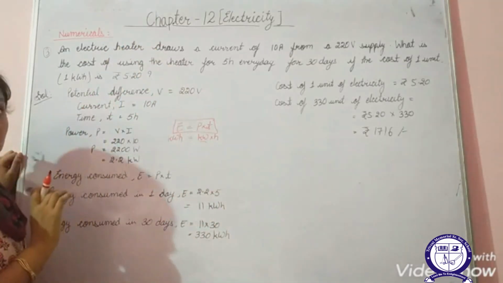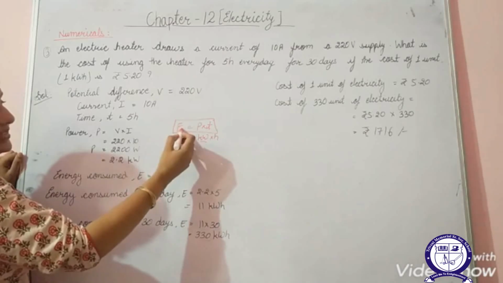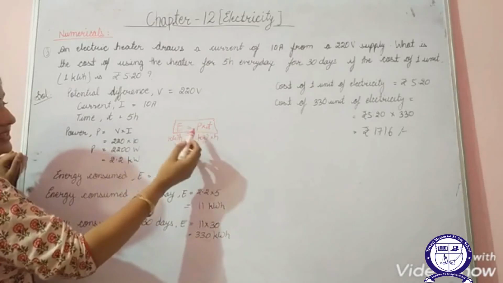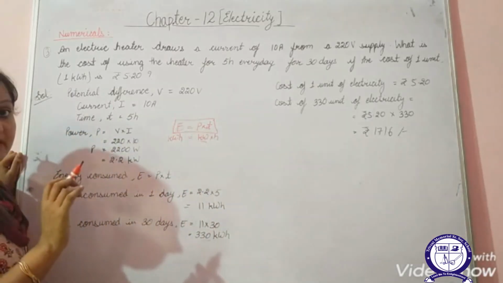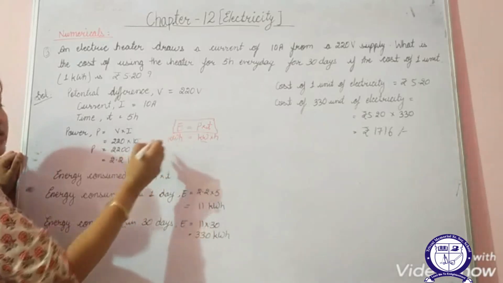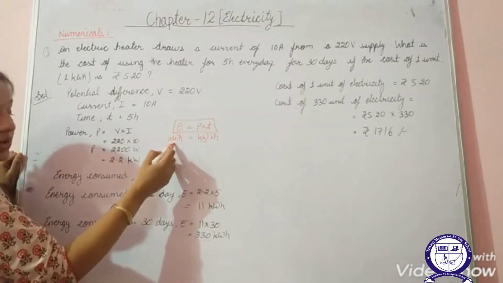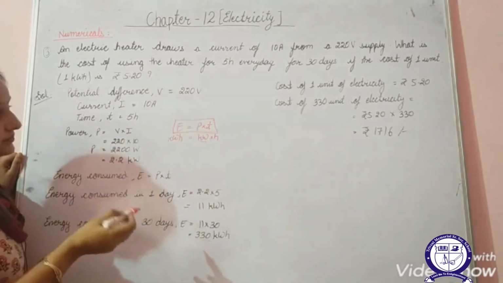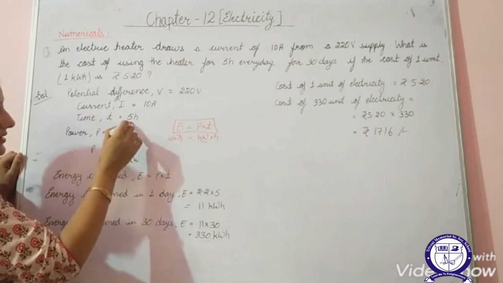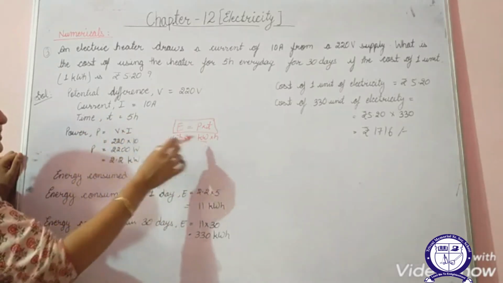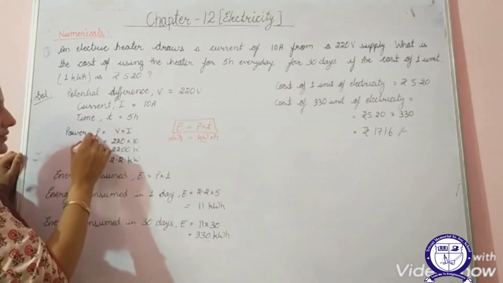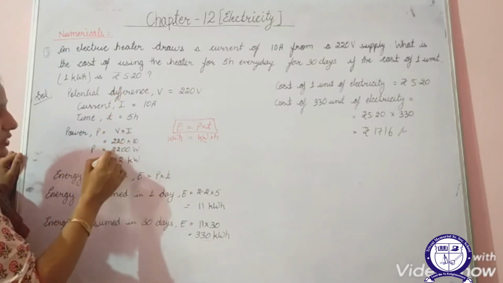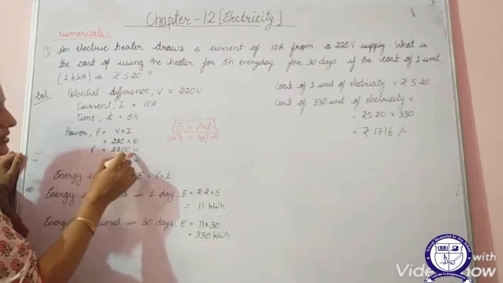For calculating the total cost of energy consumption of this electric heater, first of all, the energy consumption of this heater must be known to us. For calculating the energy consumed by the heater, the formula is E is equal to P into T. The commercial unit of electric energy that we are using is kilowatt hour. If we want energy in kilowatt hour, power should be in kilowatt and time should be in hour. Time is already in hour, so we'll calculate power in kilowatt. For calculating power, the formula is V into I. On substituting the values of V and I and solving, we'll get it to be 2200 watt.